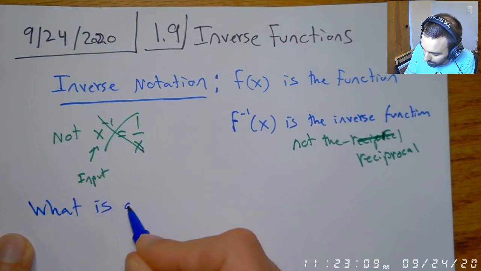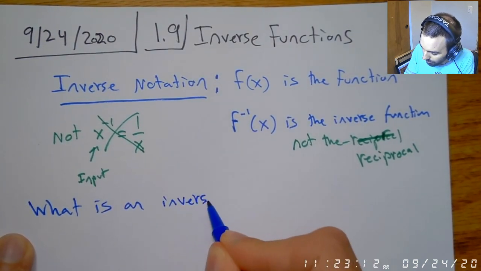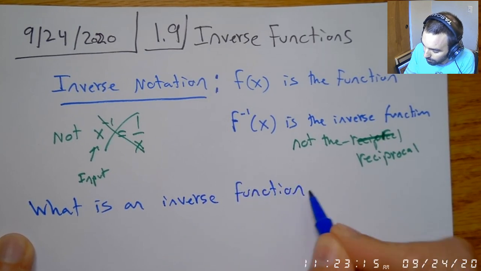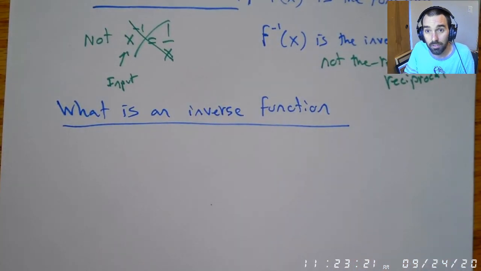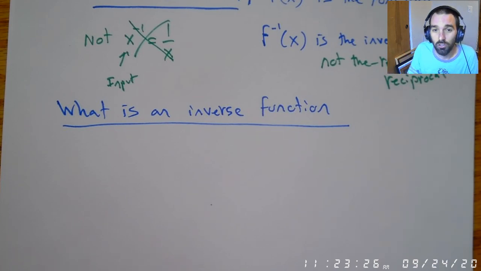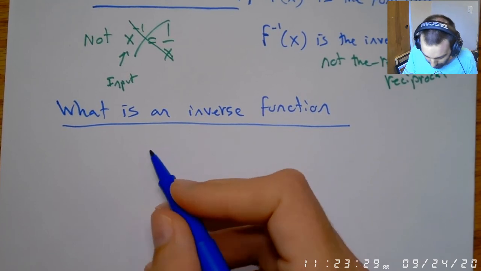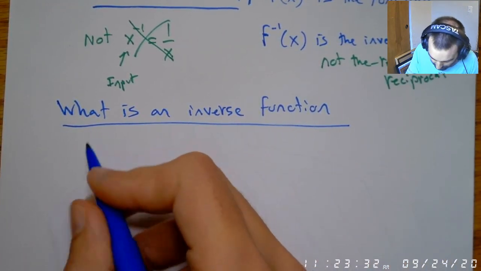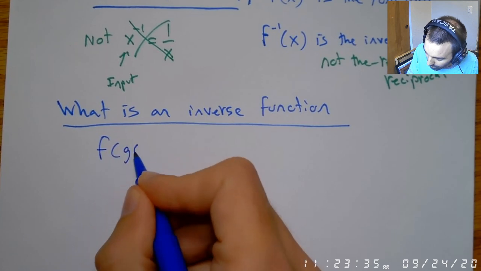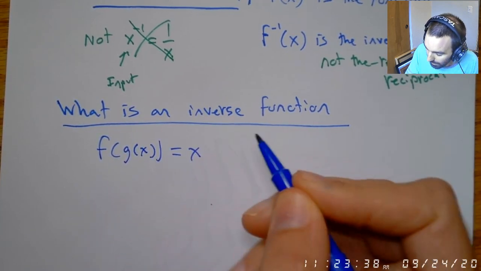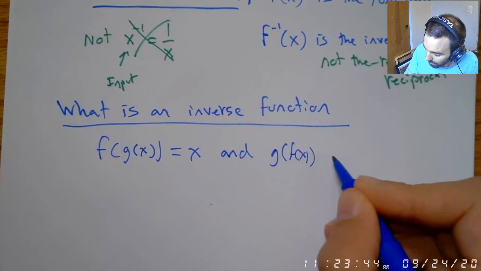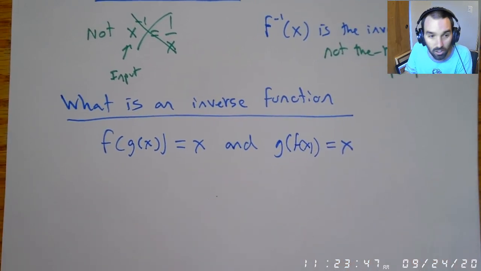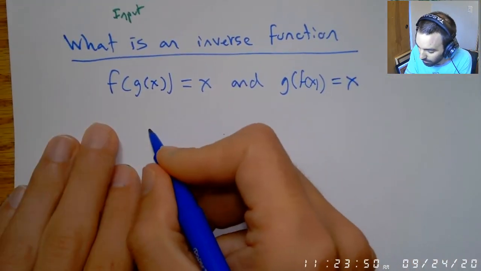what is an inverse function? So you guys might have talked about inverse operations, right? So inverse operations would be, what's the opposite of adding? Subtracting. What's the inverse operation of multiplication? Division. So functions also have the inverse. So we define an inverse function to be when you can take the composition of two functions and get x, and you can switch it around and also get x.